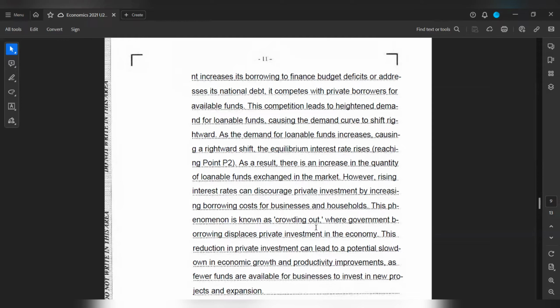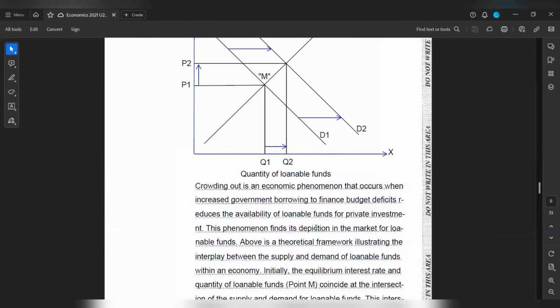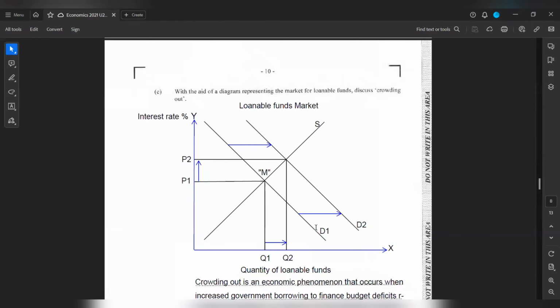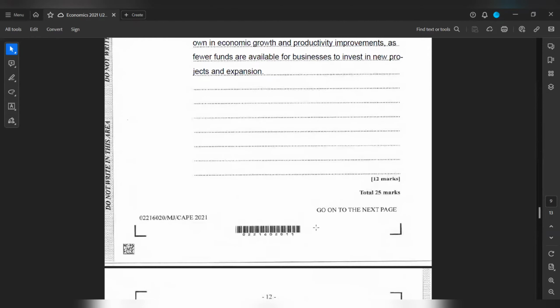This reduction in private investment can lead to a potential slowdown in economic growth and productivity improvements, as fewer funds are available for businesses to invest in new projects and expansion, as illustrated by the diagram again, guys. Always make reference to the diagram.